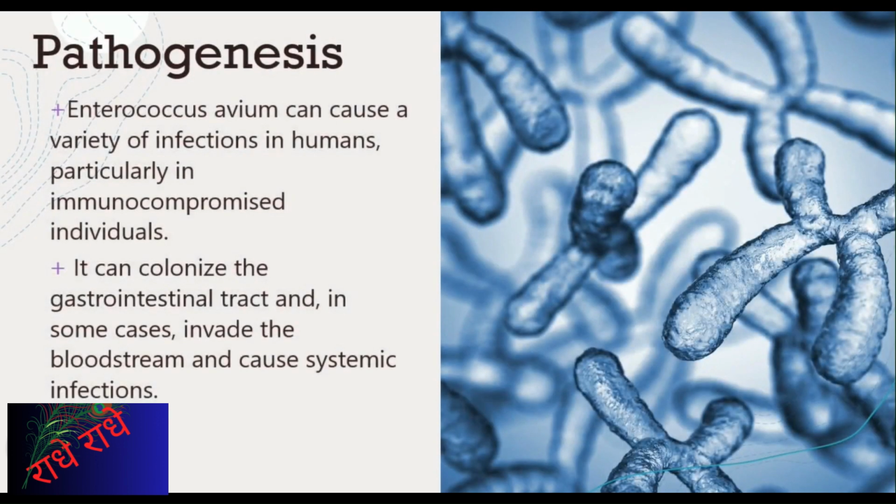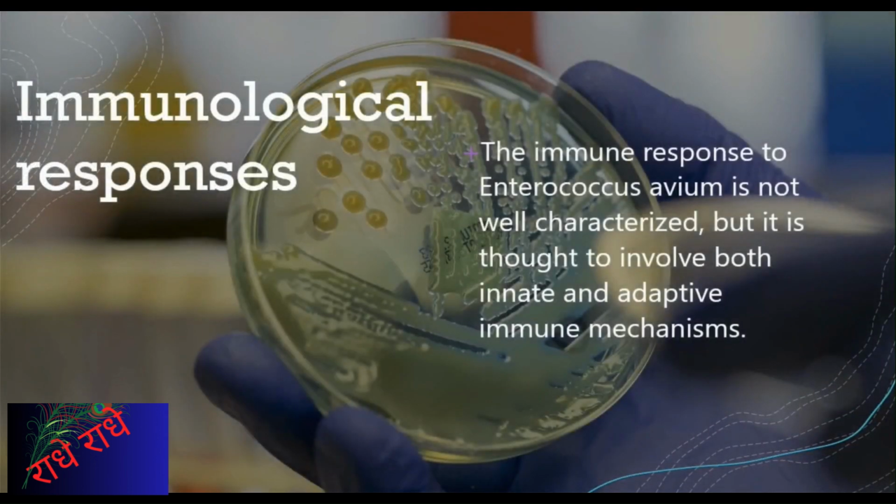Enterococcus avium can cause a variety of infections in humans, particularly in immunocompromised individuals. It can colonize the gastrointestinal tract and, in some cases, invade the bloodstream and cause systemic infections. The immune response to Enterococcus avium is not well characterized, but it is thought to involve both innate and adaptive immune mechanisms.